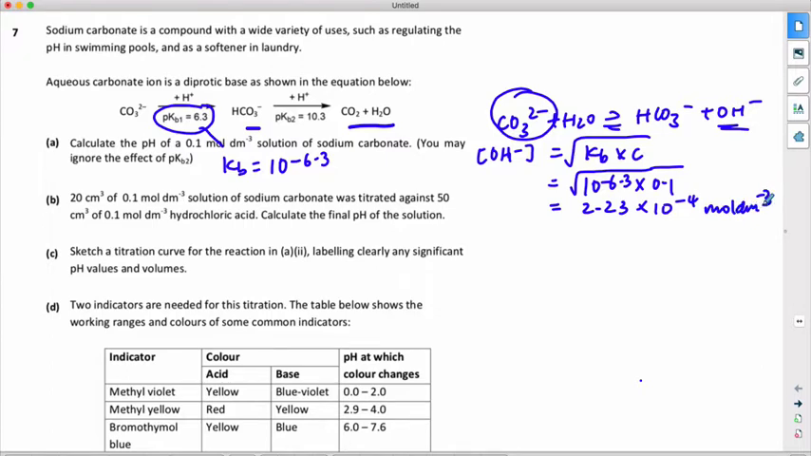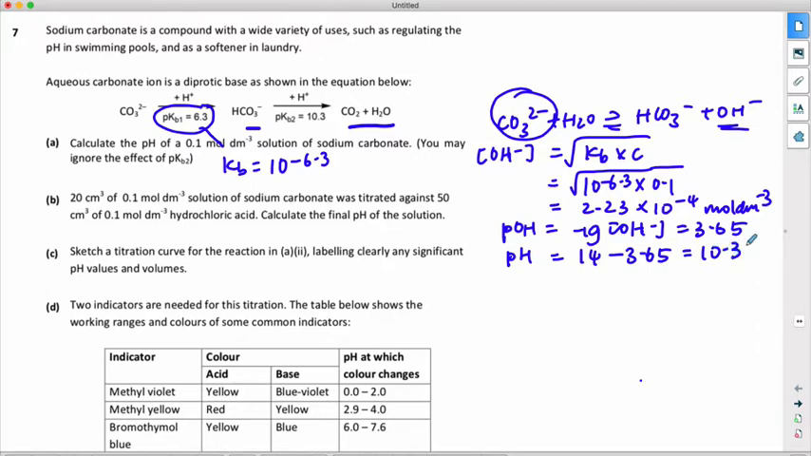All right, so you can find pOH using minus log OH minus. Plug it in, you should get a value of 3.65. So you can find out pH. So pH equals 14 minus 3.65, which is 10.35. All right, so that's how it's done.